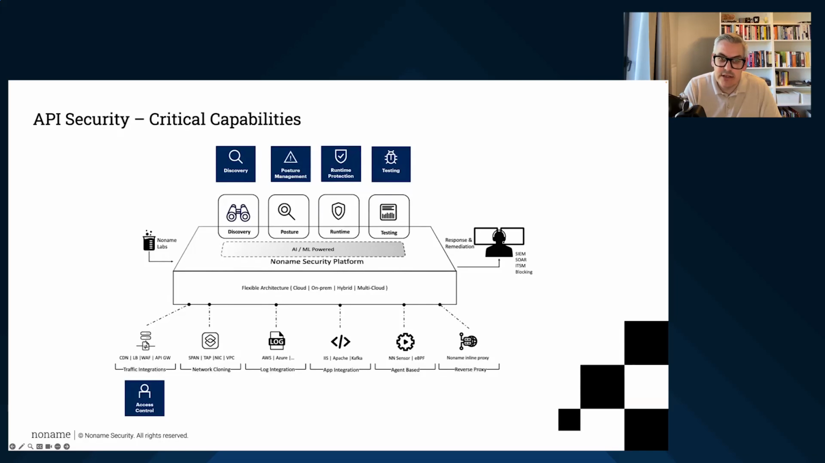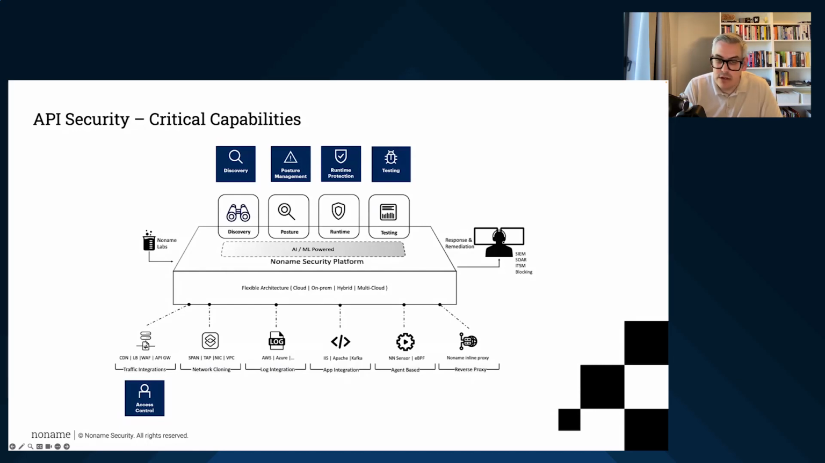So you have this logical diagram of the no-name security platform here, whereby access control is done to some extent in the systems that we integrate with. So things like a CDN, a load balancer, a web application firewall, and an API gateway, which is also where we get the traffic from to do our own analysis of the API security in your specific environment. So it can come from those traffic sources. It can also come from network cloning.